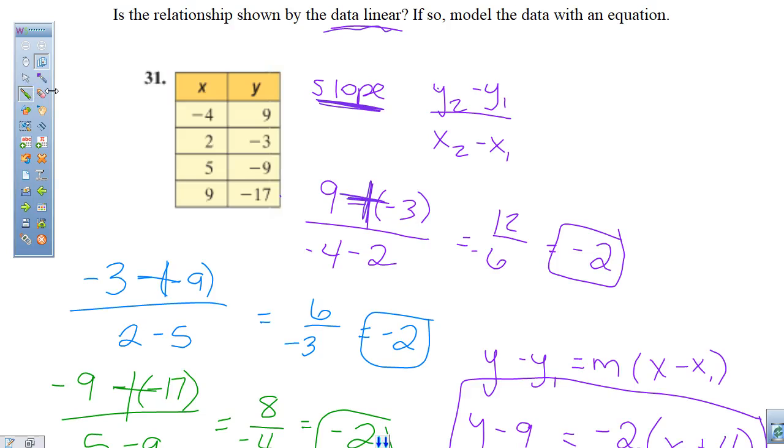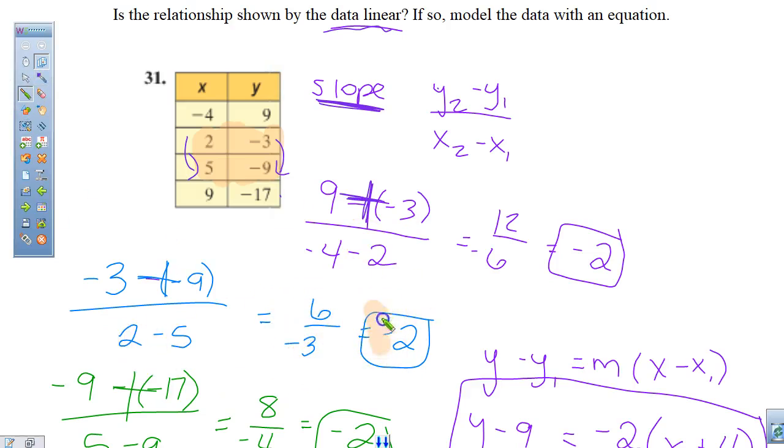I want to test that out at least one more time to make sure that I get negative 2 again to prove that my data is linear. So now I'm going to use these 2 sets of points. For y2 minus y1, I'm going to do negative 3 minus a negative 9. And you can see here I already wrote that giant plus sign. And then for x2 minus x1, I'm going to do 2 minus 5. Negative 3 plus 9 is 6. 2 minus 5 is negative 3. 6 divided by negative 3 is negative 2.